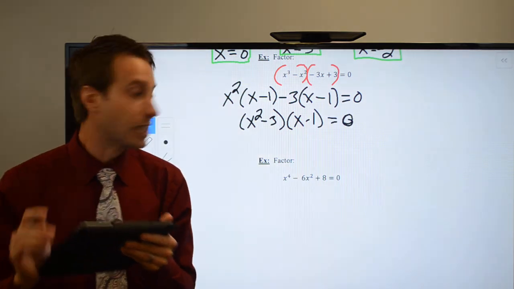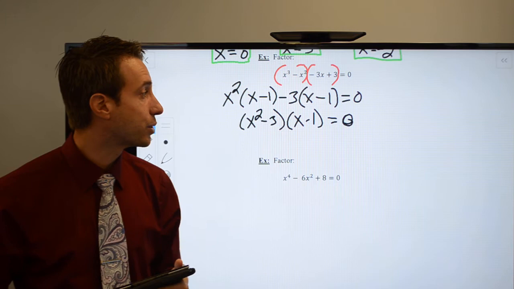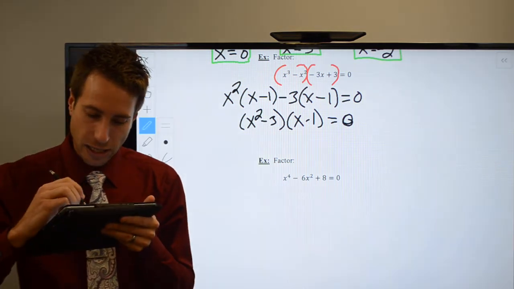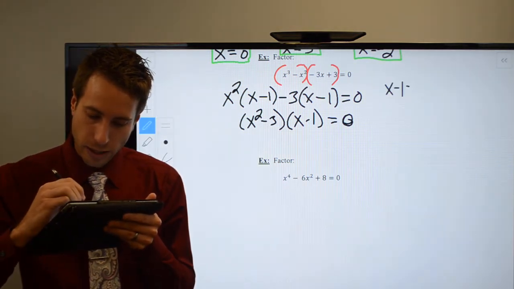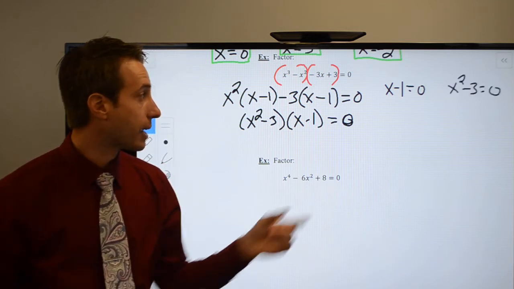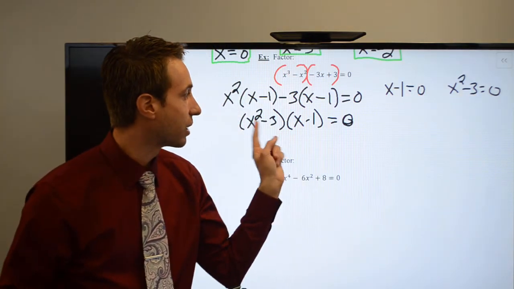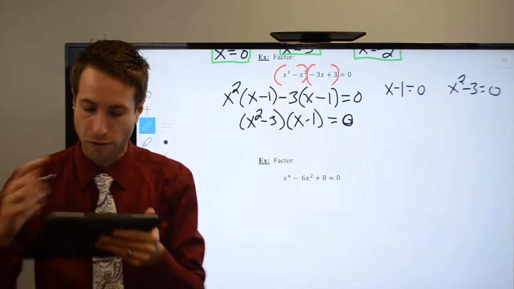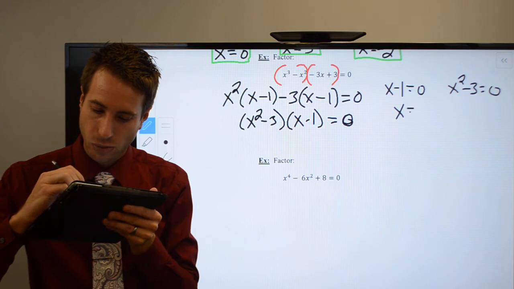Now again, the zero product property is going to let me split those guys up and set them each equal to 0. x minus 1 equals 0, and x squared minus 3 is equal to 0, right? Zero product property lets me split each of those quantities up, and now I solve both of them. x is equal to 1.